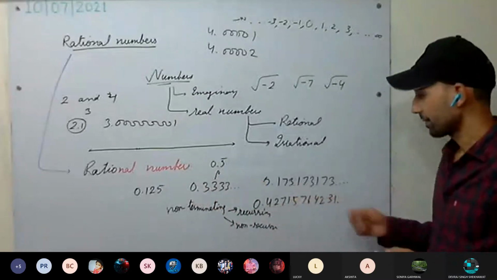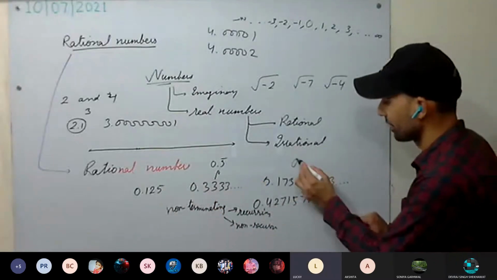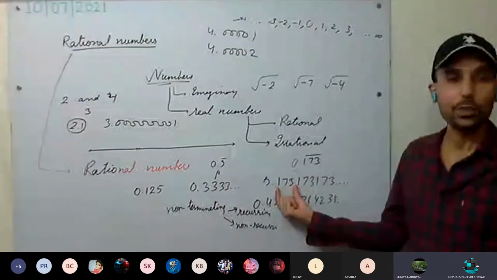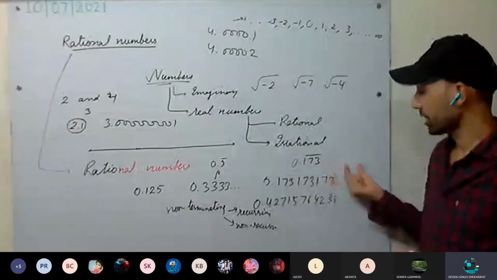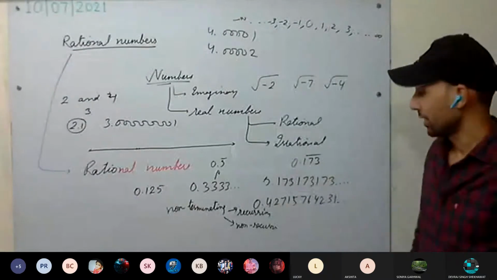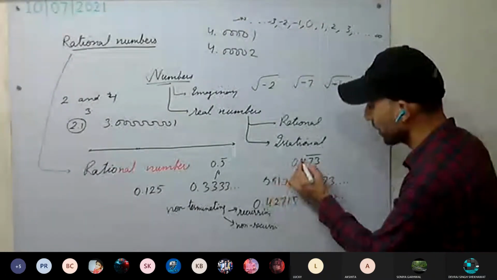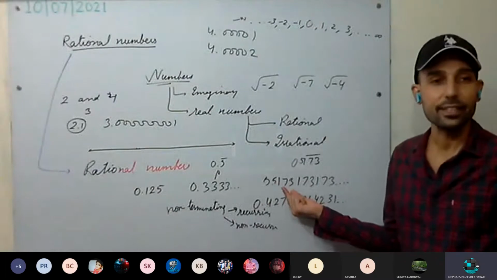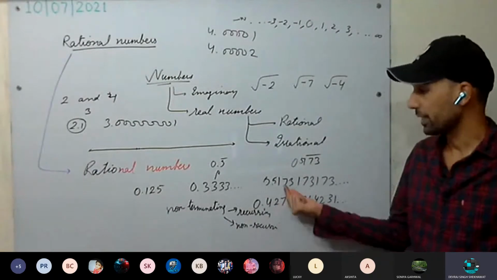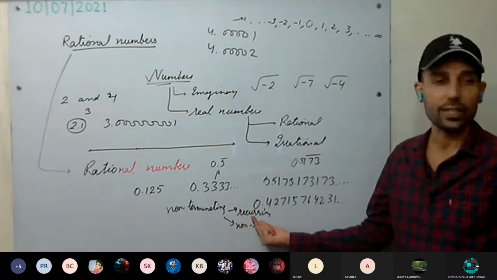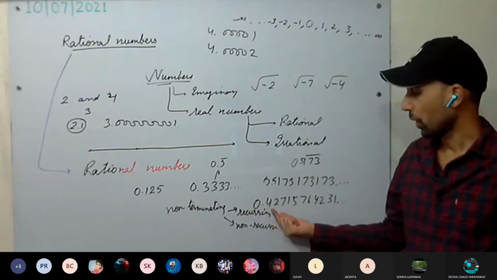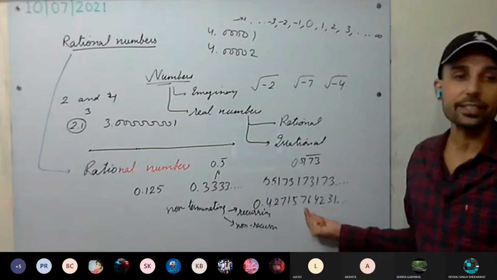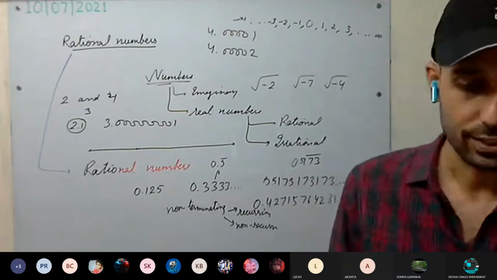Okay, what about this? Not repeating. Sir, why not repeating? See here, one part is a group: 173, 173, 173, 173, it is repeating. When I put a 5 here, only 173 is repeating again and again. So it is a rational number. It is non-terminating but recurring. Therefore, rational number. Okay, what about this? 0.42715. Not repeating. This is an irrational number.